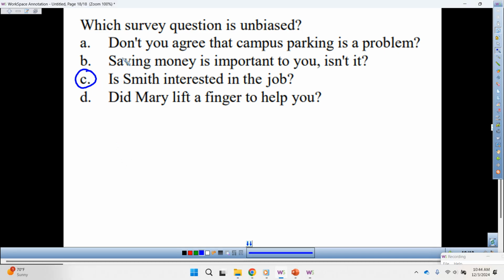Let's see. Let's go one by one. Don't you agree that the campus parking is a problem? What are they trying to do there? Make you think that it is a problem, right? So it can't be A. B. Saving money is important to you, isn't it? And that makes some of you feel bad because some of you don't save any money. So they're trying to manipulate your thinking, so no. How about D? Did Mary lift a finger to help? Man, that's major gaslighting right there, right? So no, it's not that one. So the correct answer is C. That is correct.